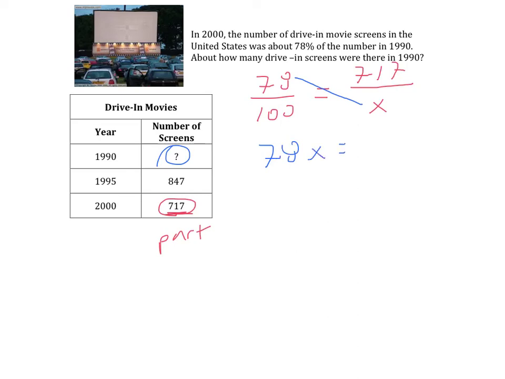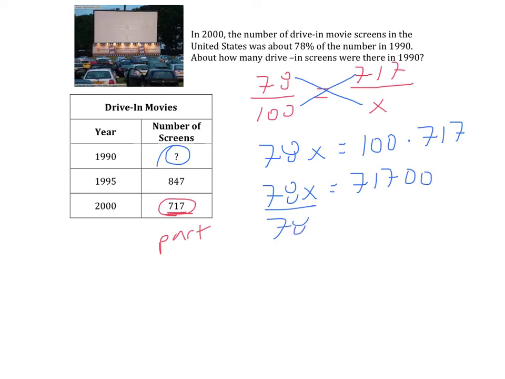So now I'm going to use my cross products to solve. So 78 times x is 78x is equal to 100 times 717. So 78x is equal to 71,700. Now, I'm going to divide both sides by 78, and I come up with x is equal to about 919. Remember, you can't have part of a drive-in screen. So in this case, there were about 919 screens in 1990.